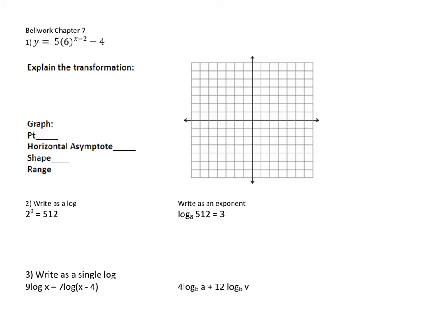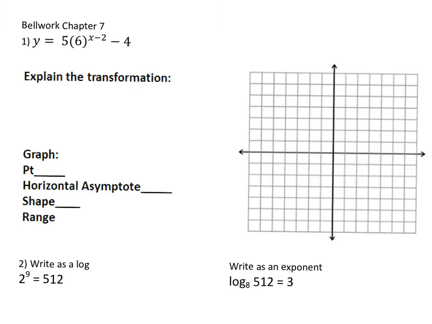Let's get on to Chapter 7, Bellwork. So first, graphing. When I'm looking at this graphing, explaining the transformation is just helping you think. You don't have to do that. I'm not grading you on that. That should be represented in your graph. But just looking at this, going over what the transformations are, this right here is going to be a stretch. This right here is going to be right, because this one's opposite with the x, so it's going to be right 2, and this one's down 4.